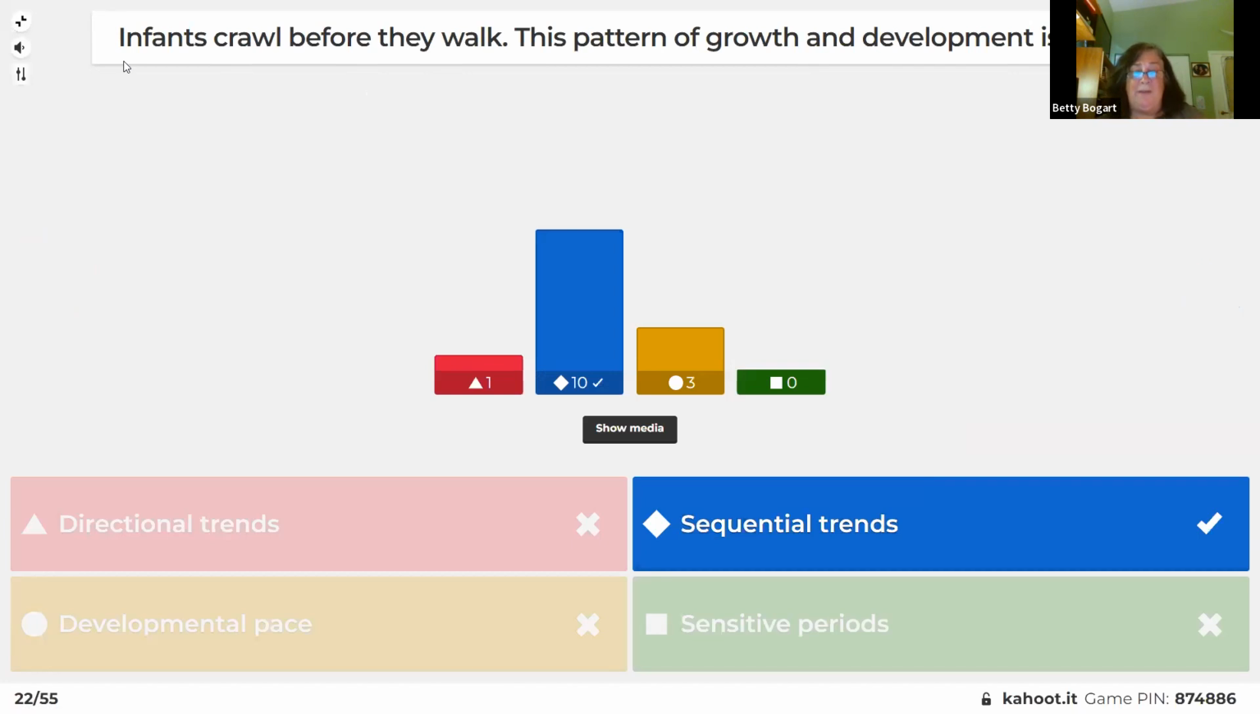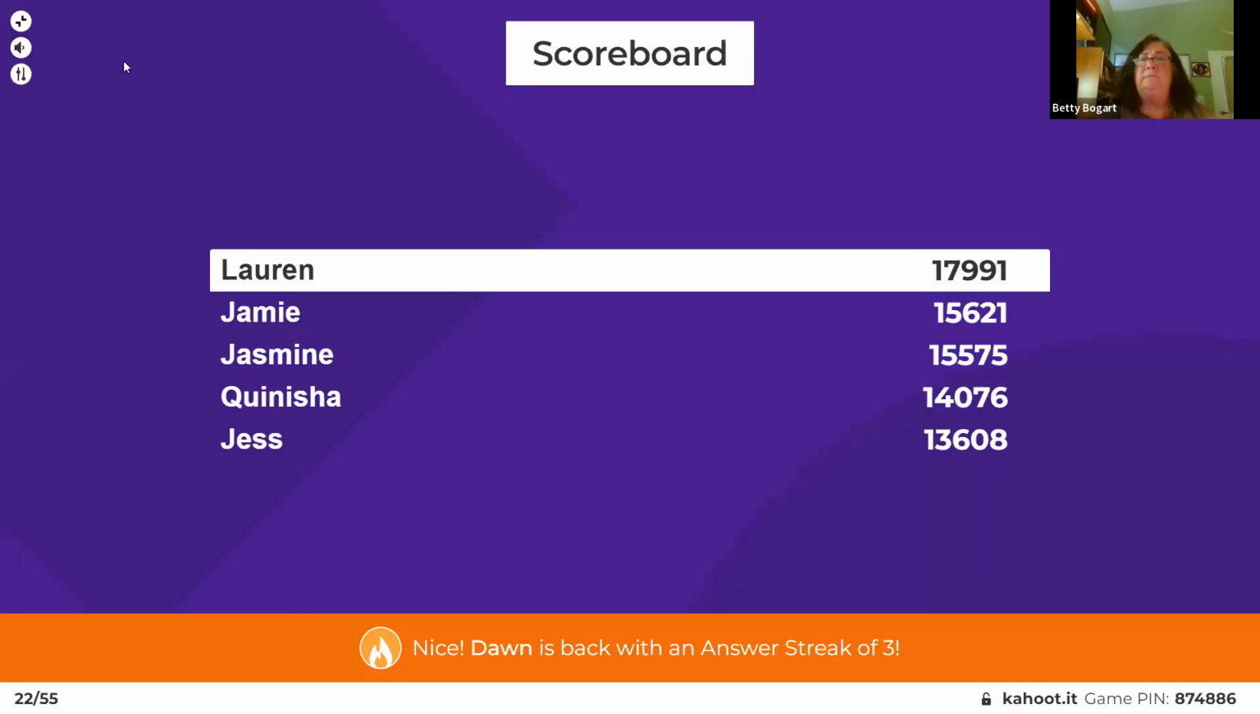And it's in a sequence. So this is sequential trends. This is things you see in growth and development in sequence. It doesn't mean they have to go through every step. Some children skip some steps. They may just go from crawling to standing to running, but they go through it forward that way.